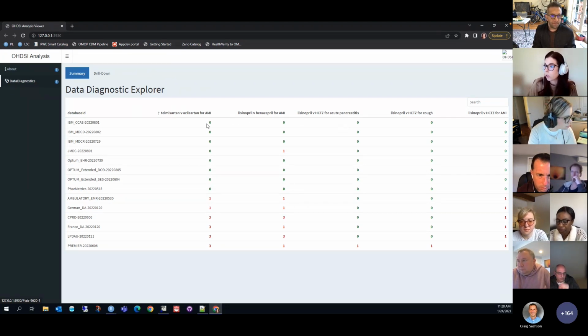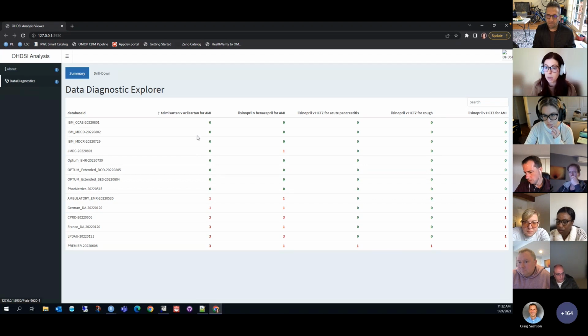So you can see we're looking at acute myocardial infarction, acute pancreatitis, and cough as outcomes. We have a couple different targets and comparators here. So these are telmisartan and azilsartan, and you can see them down the line. And what this shows at a really nice high level is every database that would be beneficial or that we could actually study these questions in.